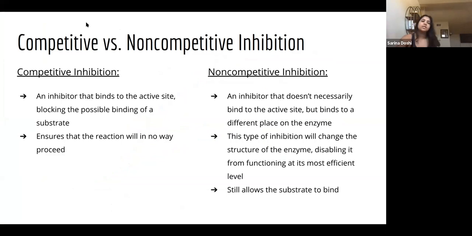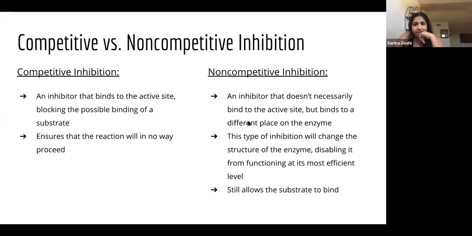Competitive inhibition occurs when you have an inhibitor, which can be any kind of molecule, and it binds to the active site of an enzyme. By doing that, it's blocking the possible binding of a substrate. It's kind of like going to park your car in your parking spot and realizing that there's another car parked there. You can't do anything, right? And this ensures that the reaction will in no way proceed because the substrate can't bind anywhere else on the enzyme besides the active site. And if that active site is blocked, then there's just no chance.